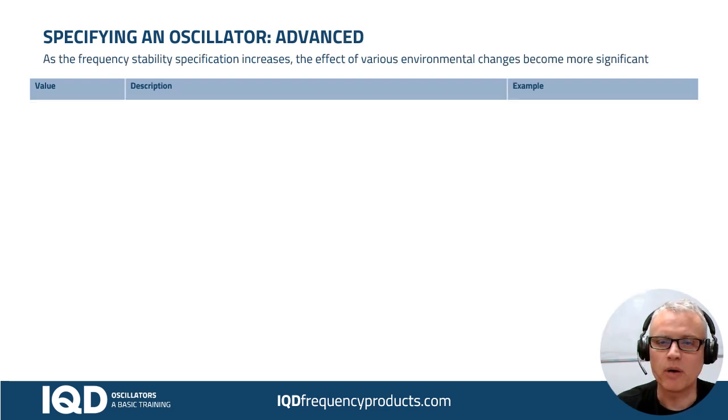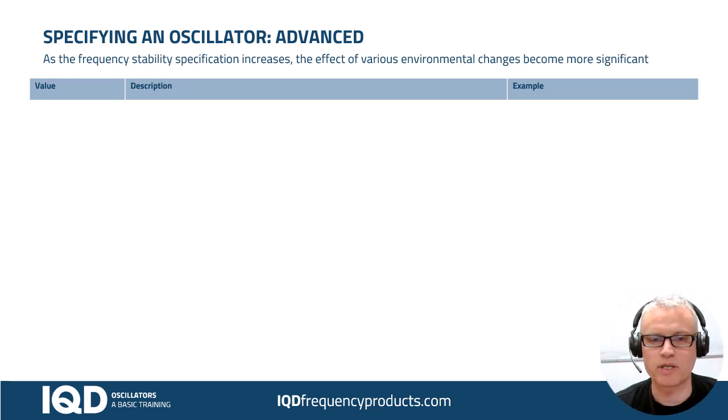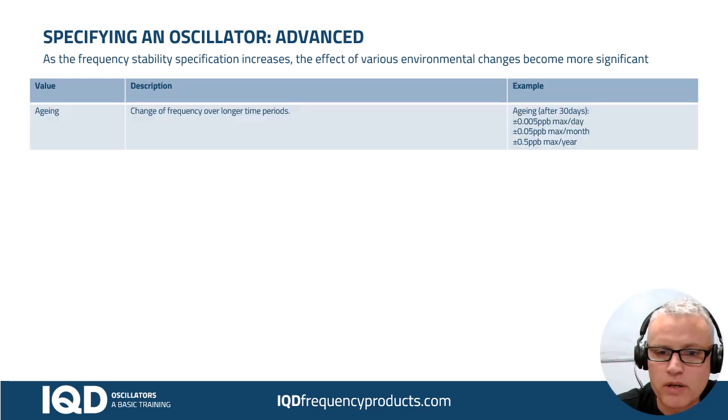In this slide, I want to talk about some of the more advanced features of an oscillator specification. So in the last slide we talked about the basics that we would need to establish between us, and now we're going to go into some of the more complex areas of how an oscillator works and how we define it. So let's look at aging.